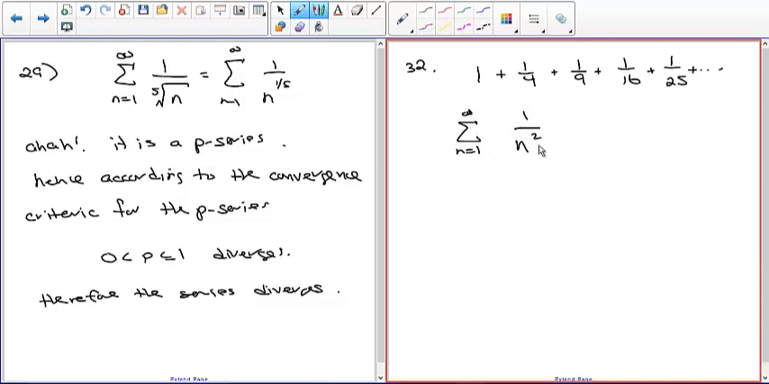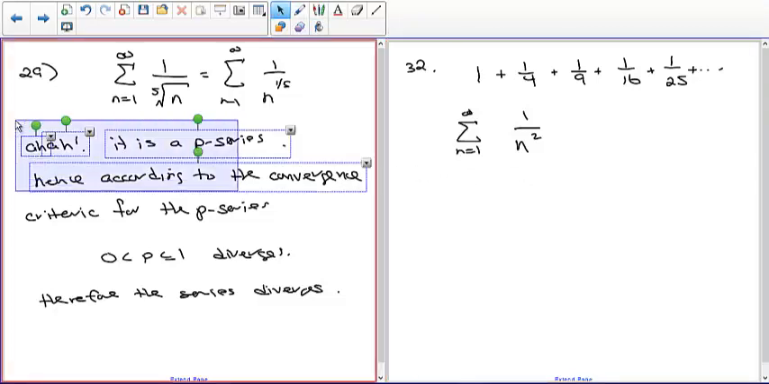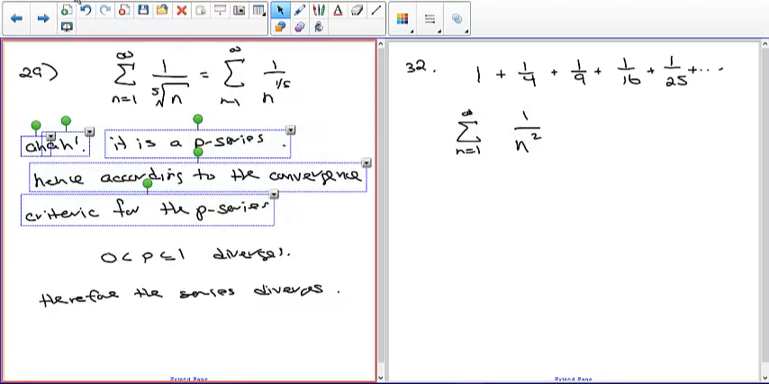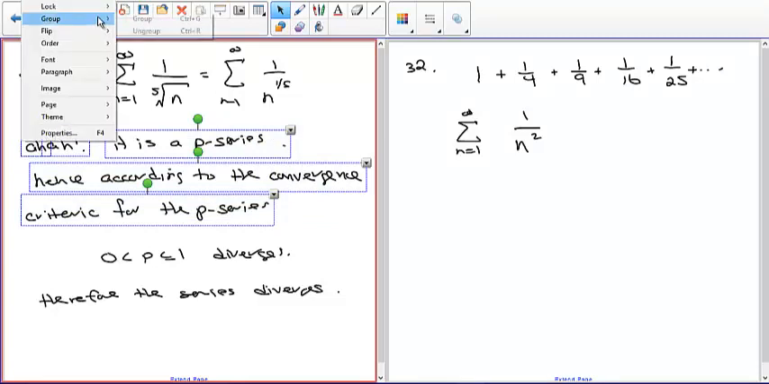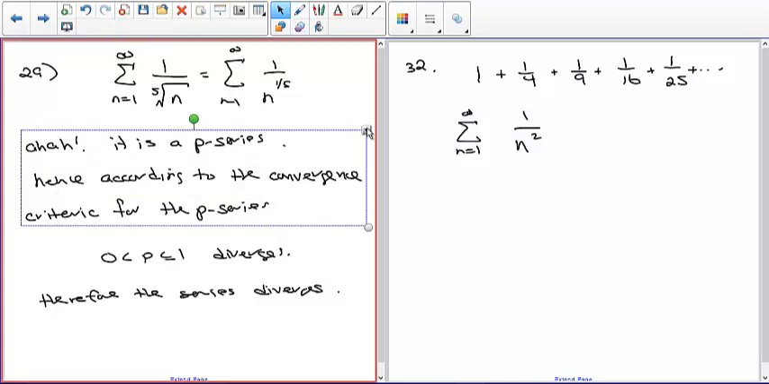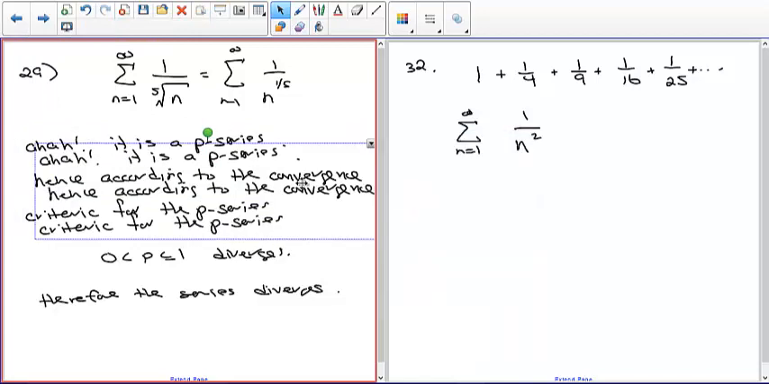So once you get it in the form that is recognizable as a P-series, we could do the same thing. Just copy that again. You don't have to put the aha in there.